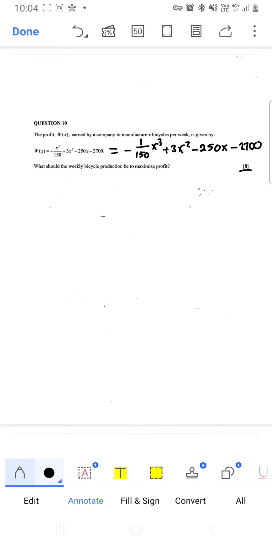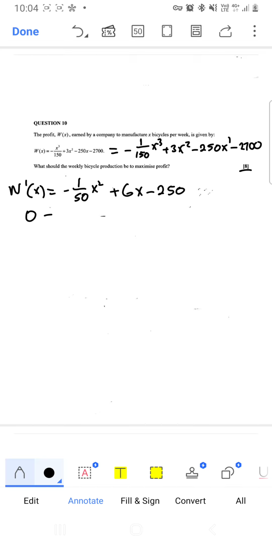So when we talk about maximizing the profit or minimizing the profit, we have to differentiate the given equation once. So the first derivative of W of X is equal to 3 times negative 1 divided by 150, you get negative 1 divided by 50 x squared, you have to subtract 1 from the power 3. Now 2 times 3 we get 6, and then we subtract 1, we remain with 6x there. And then we say 1 times negative 250 is negative 250. We subtract 1, we get x to the power of 0, which is 1, times negative 250 is just negative 250. So the derivative of a constant value is 0.